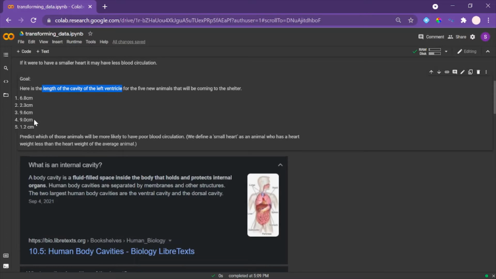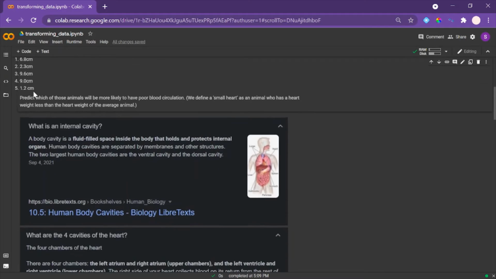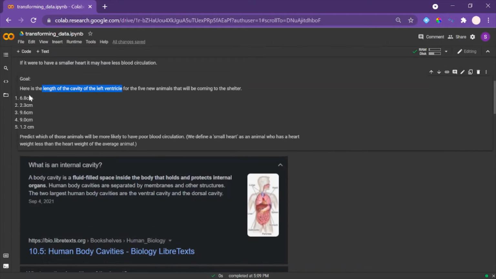So for the sake of the data set, we're just going to take the average heart weight, and anything less than that would be abnormal, okay? So these are the length of the cavity of the left ventricle. So that's where we're going to go with.